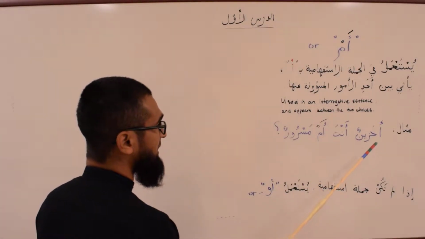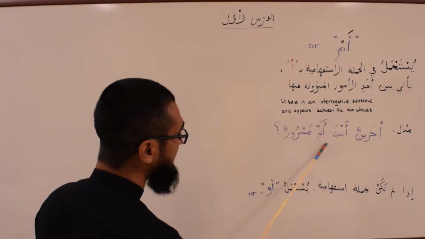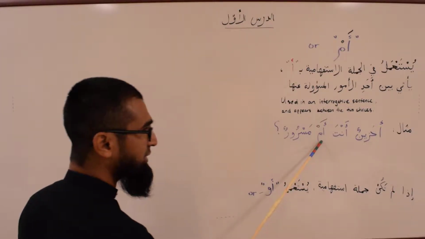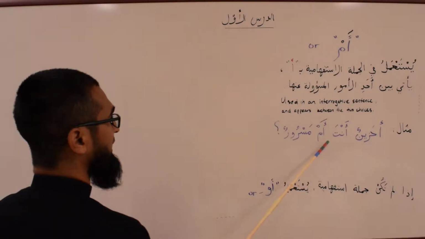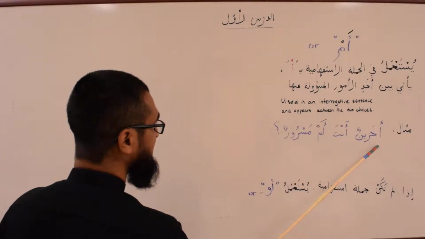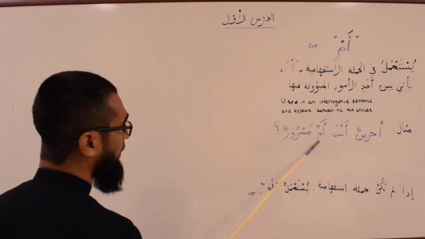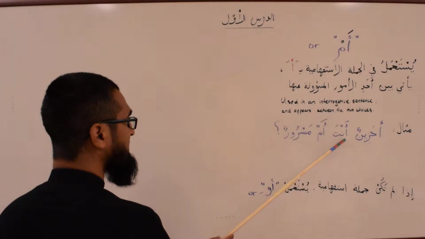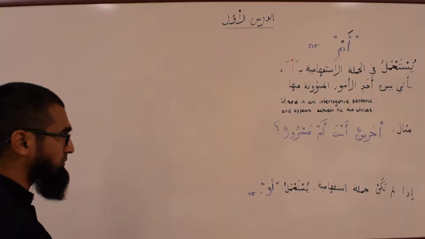But look at how it comes. Ahazin anta am masroor. So the am comes in between the two choices. You're giving the person a choice, either to choose that he is hazin, choice number 1, or masroor, choice number 2. Ahazin anta am masroor.